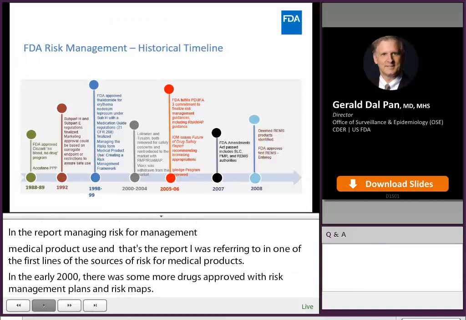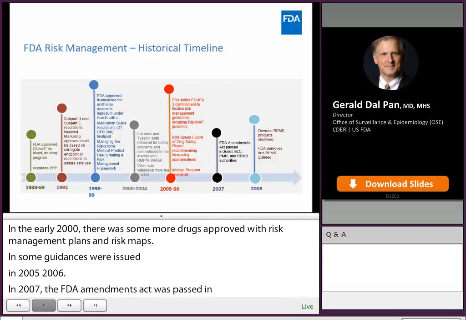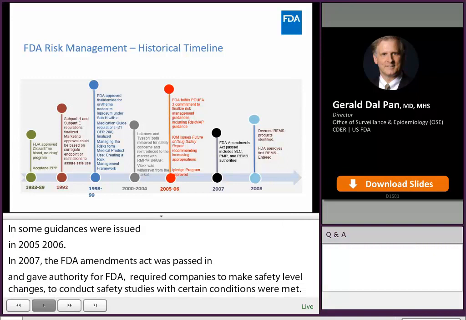2005-2006. In 2007, the FDA Amendments Act was passed, and it gave FDA, amongst other things, the authority to require companies to make safety label changes, to conduct post-marketing safety studies when certain conditions were met, and again, for certain products that met certain conditions, the authority for risk evaluation and mitigation strategies to be put in place. And then in 2008, we started putting this into place.